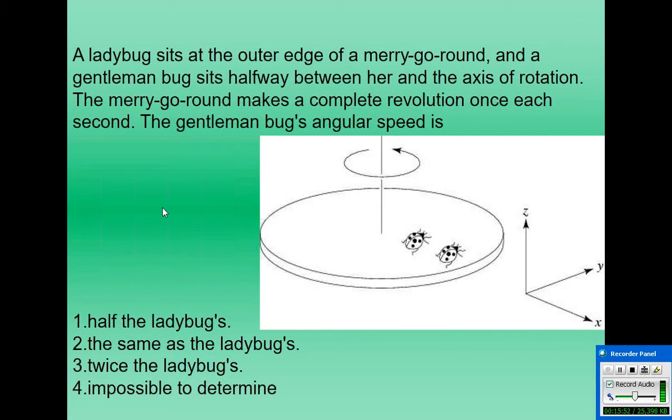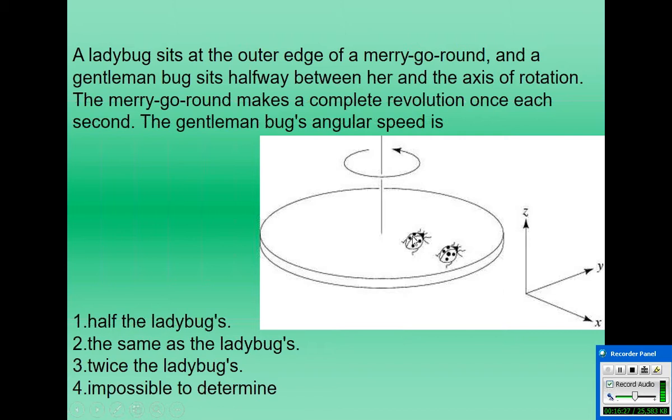Here's a conceptual question to hopefully make sure that you are following along with these concepts. We have two bugs on a disc. One of them is at the outer edge, and it's a little merry-go-round like on a playground. One of them is halfway from the very center and the outer edge. And they both stay fixed on the disc, but the disc itself is going around in a circle, and the bugs remaining fixed on the disc are therefore going around in a circle, each of them.